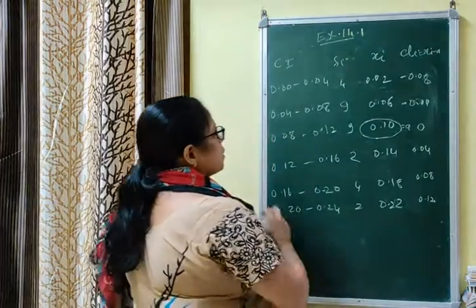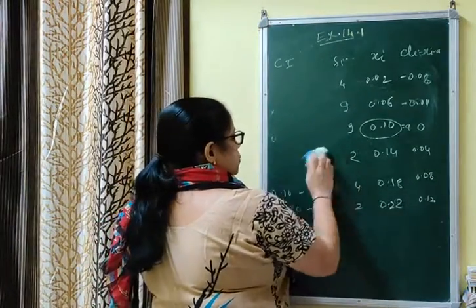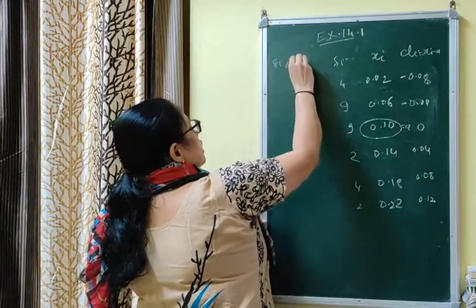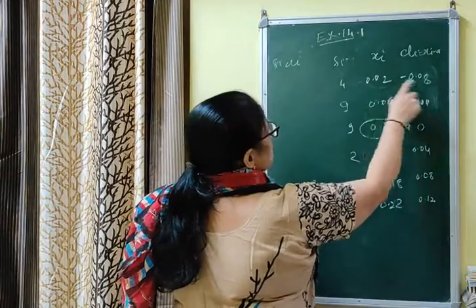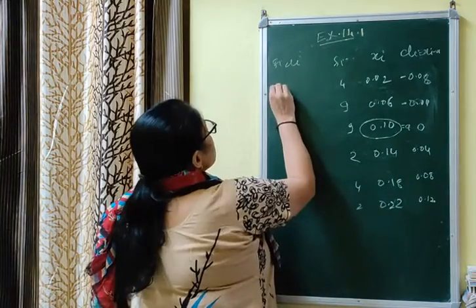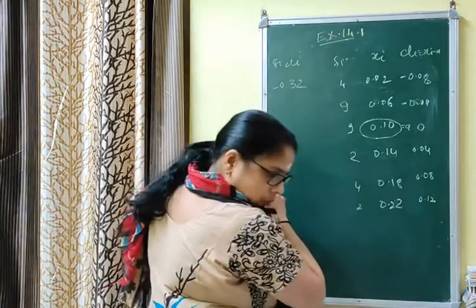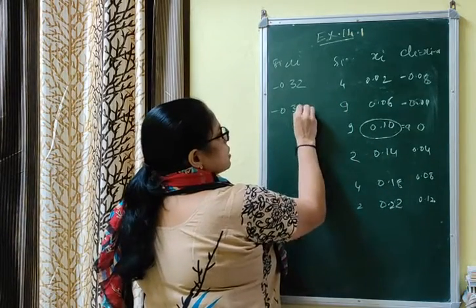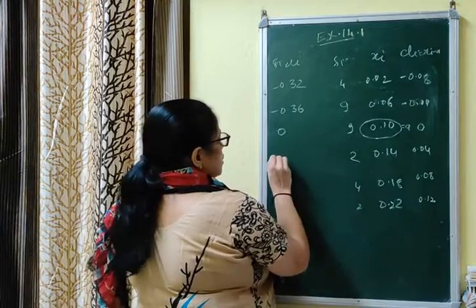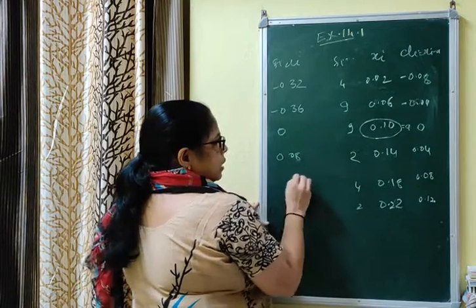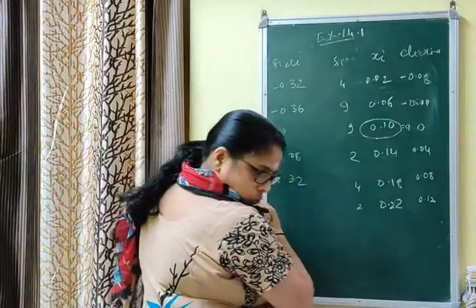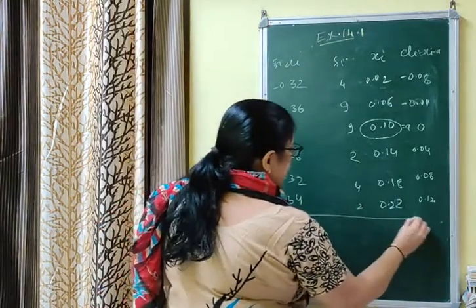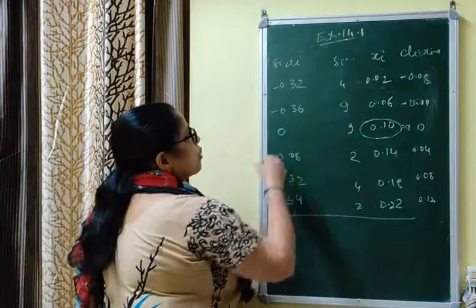Next you have to find fidi. I am rubbing this column because you know the class interval. Next is fidi. That means this into this. That is minus 0.32. Next is minus 9 into this one, minus 0.36, and this is 0. This is 0, positive 0.08. This is positive 0.32, and last one is positive 0.34. Now you have to find the sum of frequency as well as the sum of fidi.